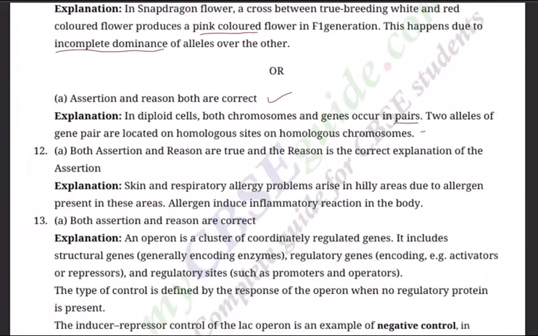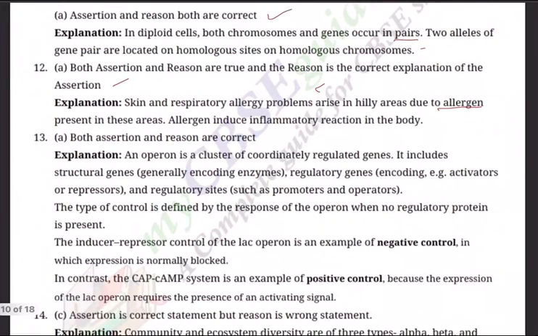Question number 12. Assertion: many visitors to the hills suffer from skin and respiratory allergy problems. Reason: conifer trees produce a large quantity of wind-borne pollen grains. Now, answer A. Both assertion and reason are true, and reason is the correct explanation of the assertion. Explanation: skin and respiratory allergy problems arise in hilly areas due to allergens present in those areas. Allergens induce inflammatory reaction in the body.